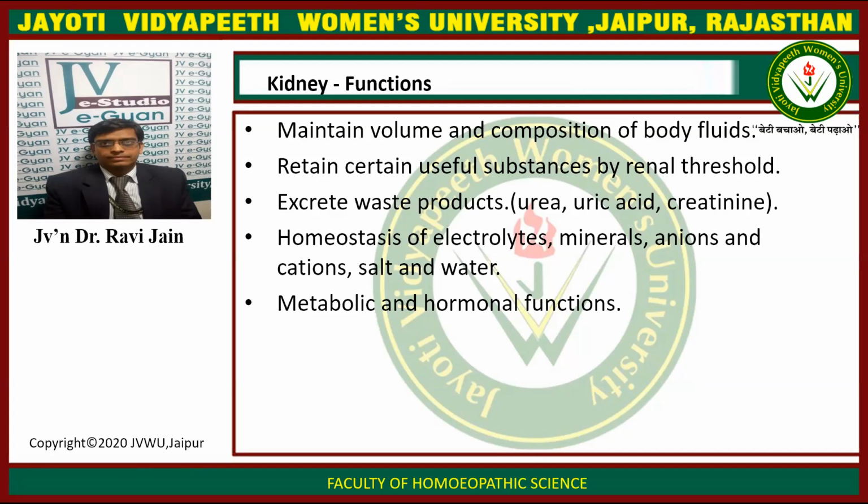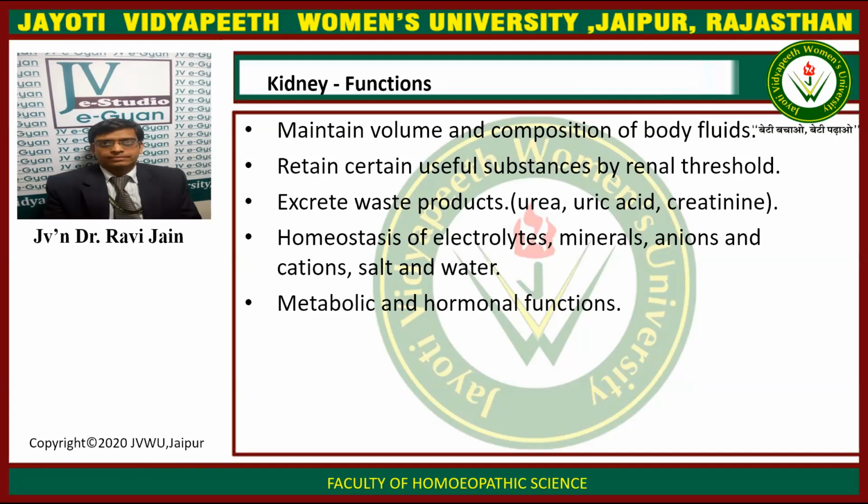The kidney maintains the volume and composition of the body fluids by the renin-angiotensin system. Okay, so endocrinology also jumps into it. And it retains useful substances by the renal threshold. It excretes waste products like urea, uric acid, and creatinine. These are excreted by the kidney through the urine. Homeostasis of electrolytes, mineral ions, and cations, salt and water: the kidney plays an important role in the homeostasis of electrolytes, minerals, anions, cations, salt, and water. So all these homeostasis functions are done by the kidney.